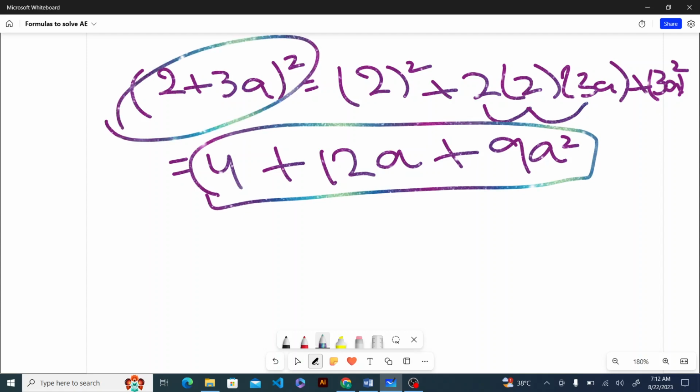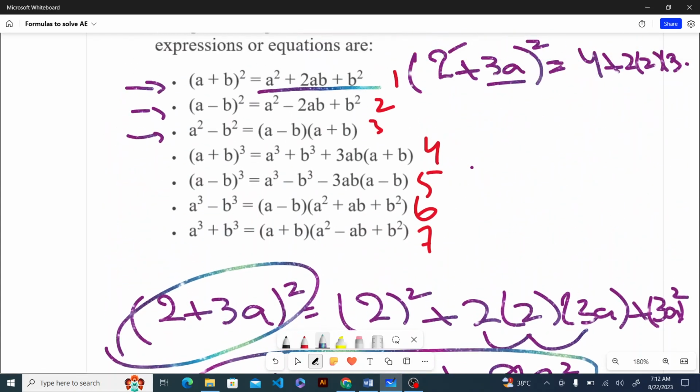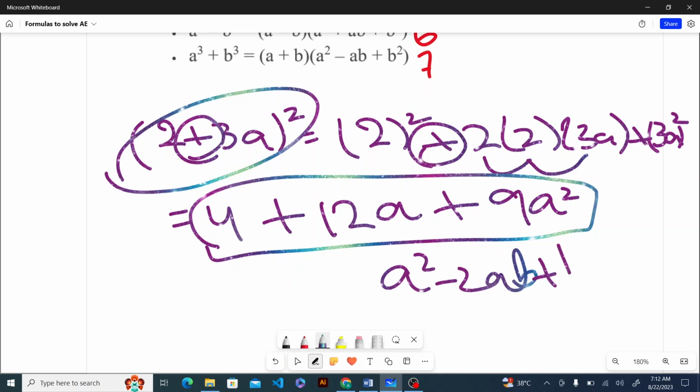Okay, now the next one is a minus b whole square. I don't think I should resolve it because here the sign of minus will be changing and here plus will be changing into minus. Okay, a square minus 2ab plus b square.